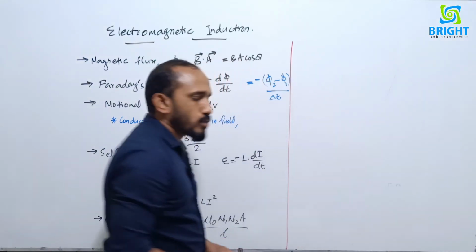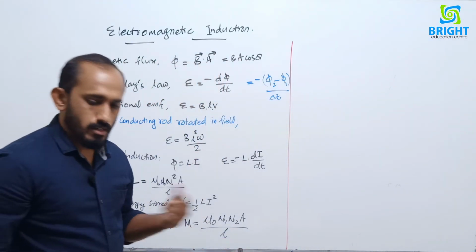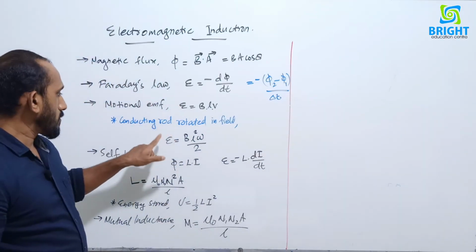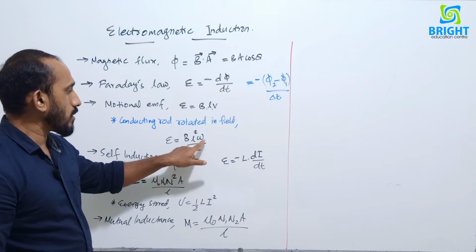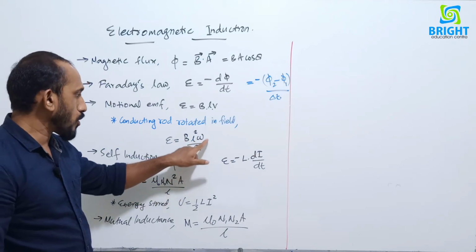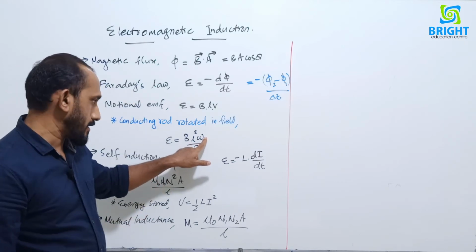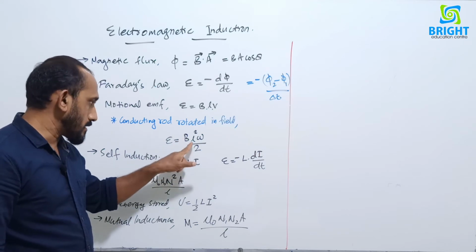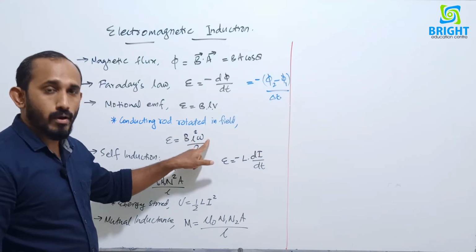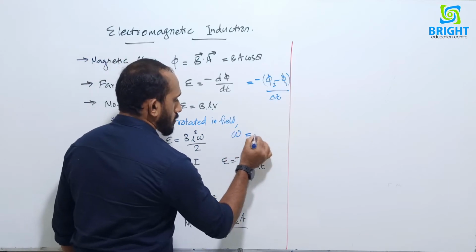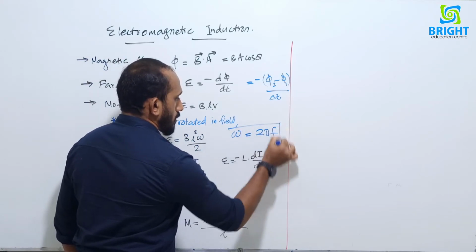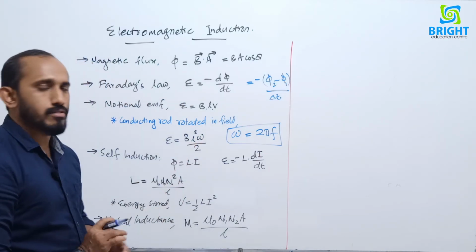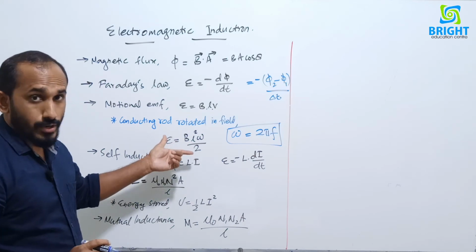Now instead of moving this conductor linearly, if you rotate this conductor in a magnetic field, then there will be an induced EMF equal to BL square omega by 2. This omega is the angular speed with which it is rotated. BL square omega by 2 will be the EMF. B is the magnetic field, L is the length of the conductor, omega is the angular frequency or speed. This omega is equal to 2 pi f. If linear velocity is given, you can convert it. Radians per second will be the unit of omega in a rotating rod.